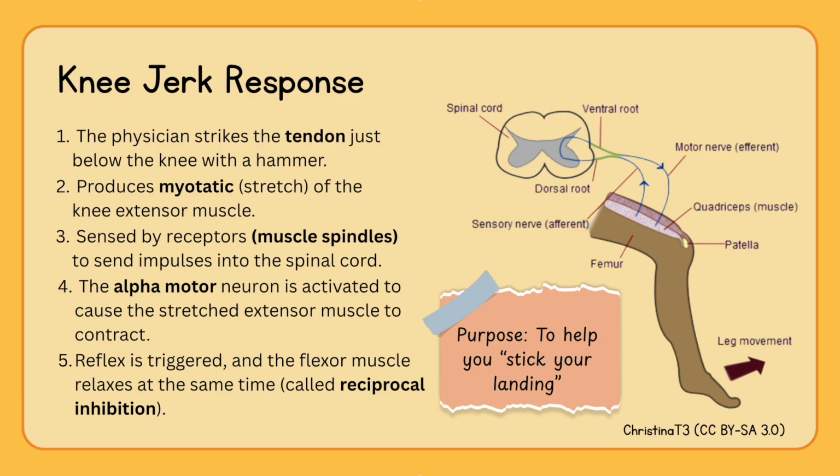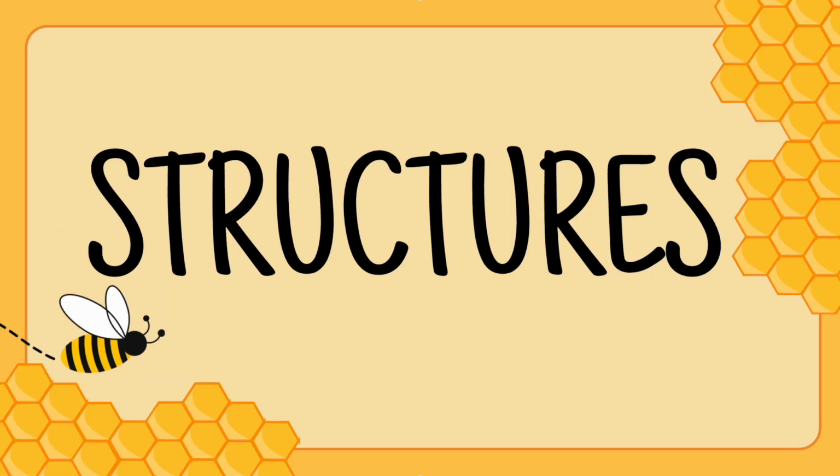So if you were to jump off of a chair, or just if you're a gymnast and you are doing some sort of flip, it's this reflex that's going to allow you to stick your landing and not fall when you do hit the ground. So that's the importance of the knee-jerk response, and that's kind of how it works.